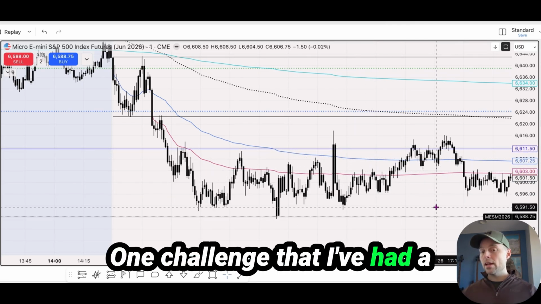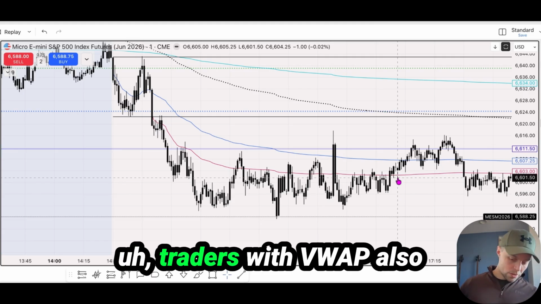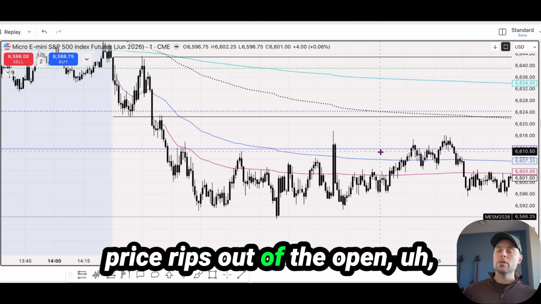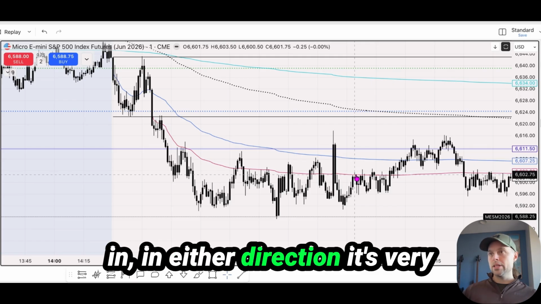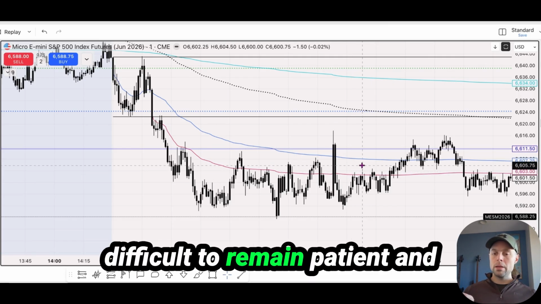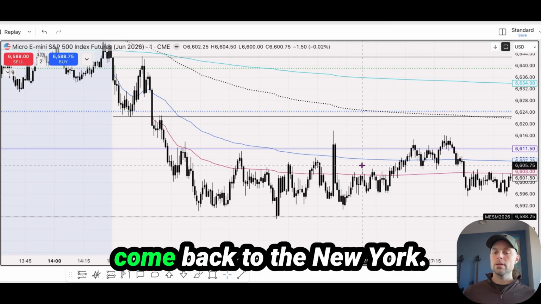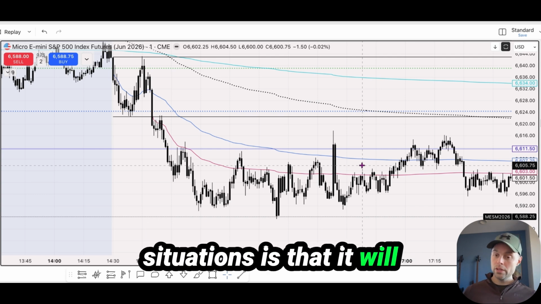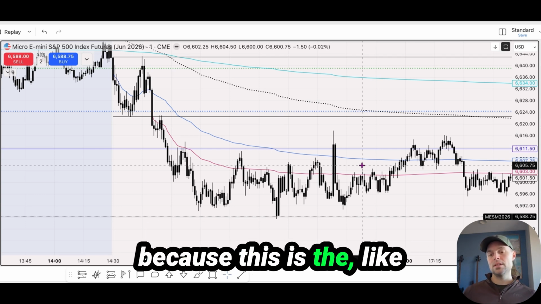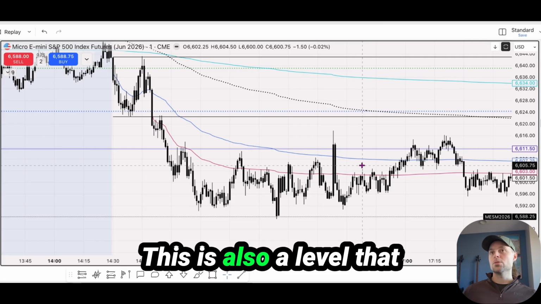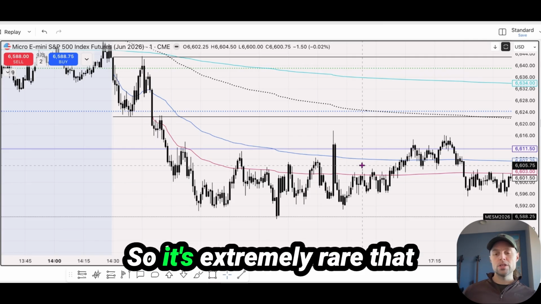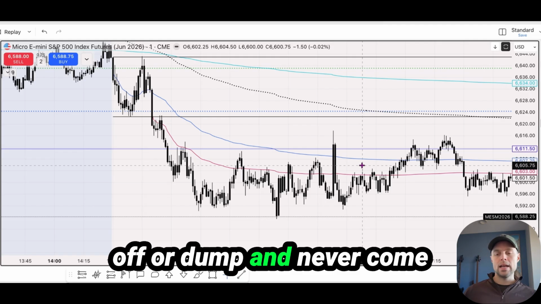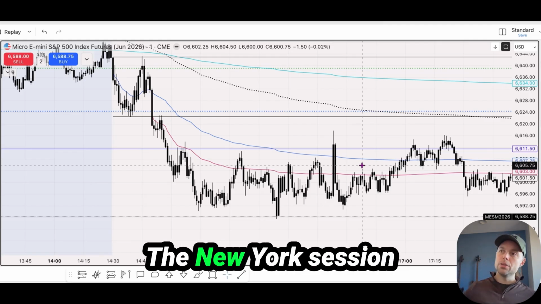One challenge that I've had a lot, and that I know other traders with VWAP also have, is it's difficult if price rips out of the open in either direction. It's very difficult to remain patient and sit there and wait for price to come back to the New York VWAP. What I tell myself in these situations is that it will come back to the New York VWAP because this is, like I said, the fair price. This is also a level that institutions trade off. So it's extremely rare that you will see price just take off or dump and never come back to that fair price level, the New York session VWAP.